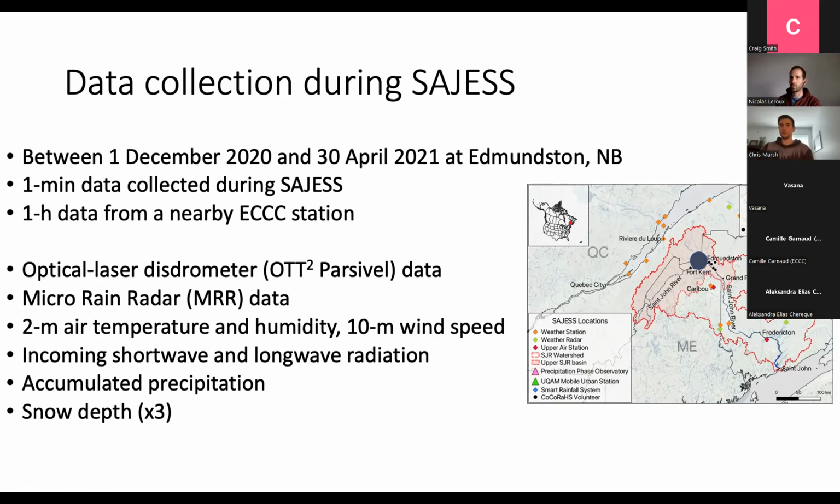And to drive the model, we're using air temperature and humidity, as well as 10-meter wind speed, incoming shortwave and longwave radiation, accumulated precipitation. And to evaluate the model, we are using snow depth from 3 different sensors.